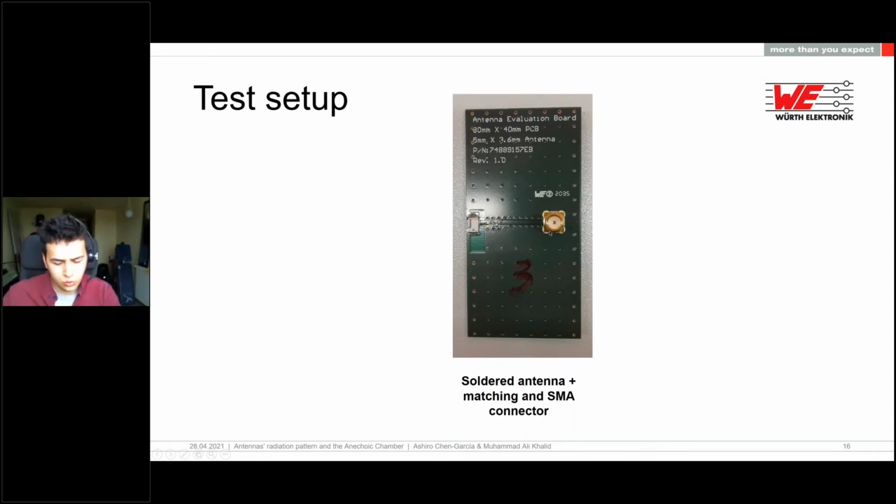This is because we need to connect the antenna to the transmitter in the anechoic chamber and to place it at the positioner. Therefore, we've prepared this PCB. The return loss, the S11, as we commented, can also be obtained to check that it radiates at the frequency of interest and that the matching has been properly done.